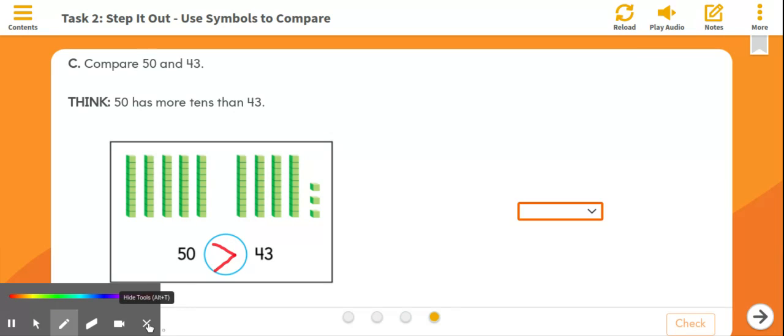All right, boys and girls, so go ahead and finish page 335 and then move on to the on your own page. I know you can do it. Think carefully about which number that alligator would want to eat so that you put the correct symbol in between.